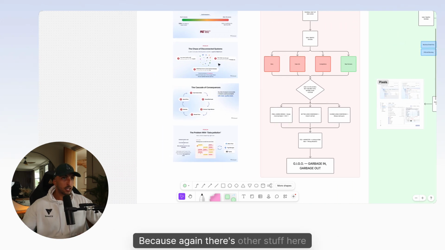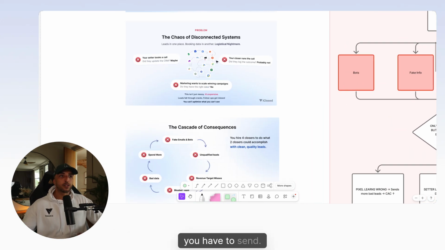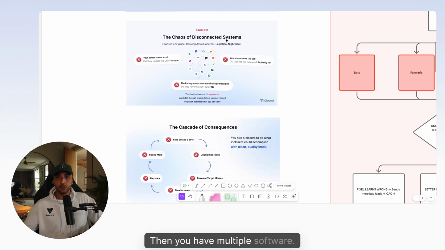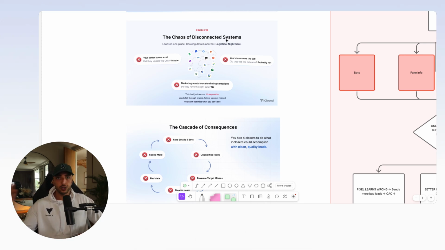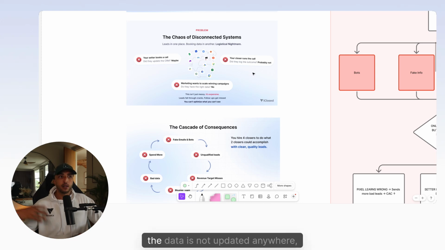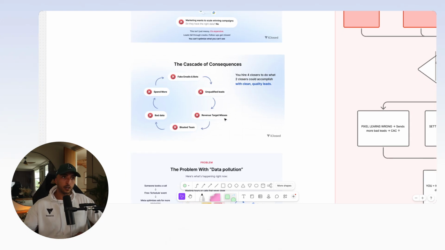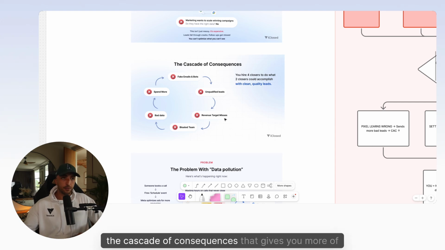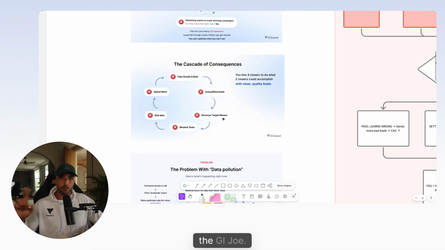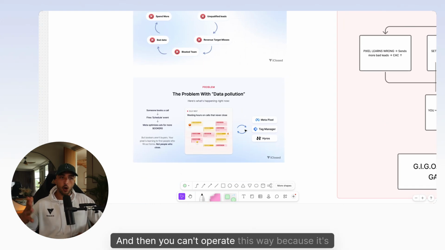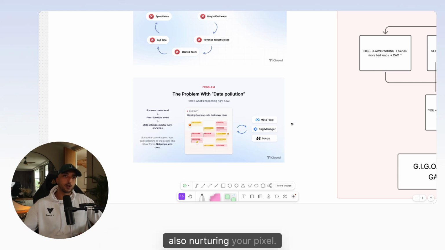Impossible, because again, there's other stuff here. Then you have multiple software: HubSpot, ActiveCampaign, Pipedrive, Close, Go High Level. The data is not updated anywhere. Nobody knows what to do. And then you have the cascade of consequences that gives you more of the G.I. Joe, and then you can't operate this way because it's also nurturing your pixel. Take it, trash it. We need to start from scratch.